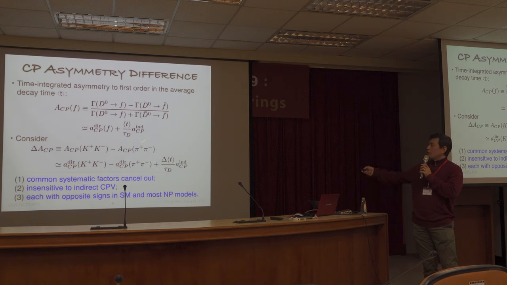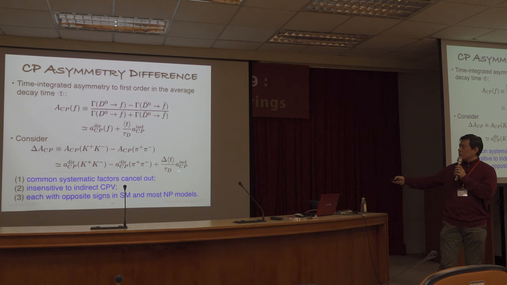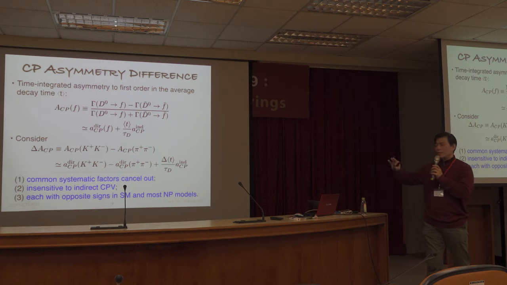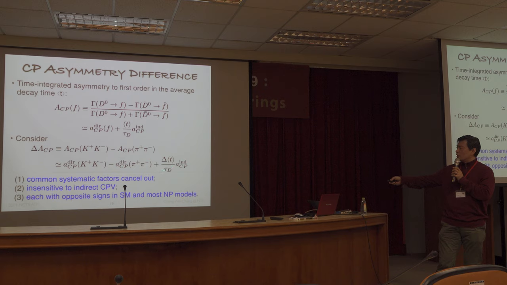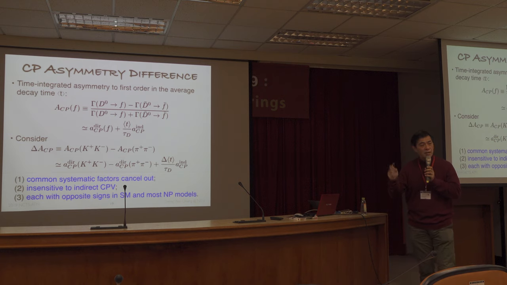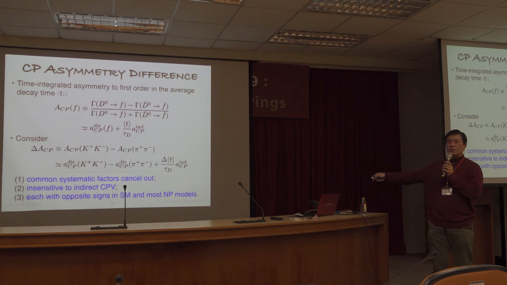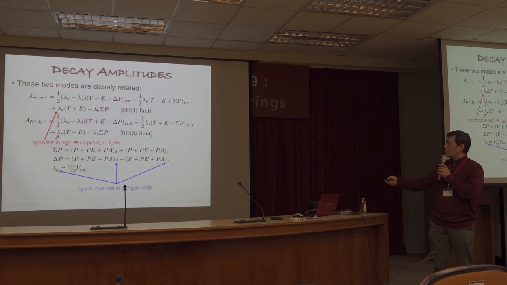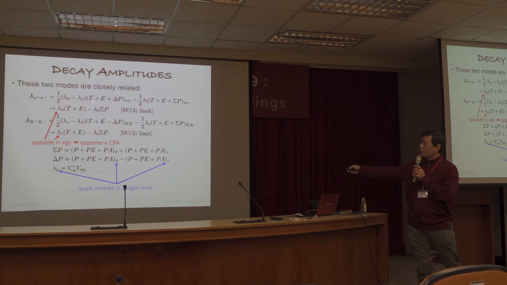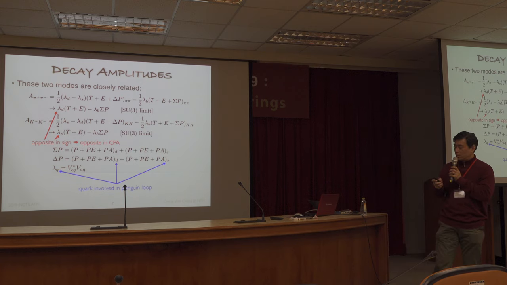for individual modes, it involves this combination. But when you take the difference, it's the induced CP asymmetry multiplied by the difference of the average decay time. So here, this one is smaller, so the dependence on the indirect CP asymmetry is less compared to the individual modes. And another thing is that I mentioned, if you consider the penguin contributions for the CP asymmetries, then they have relative opposite signs.